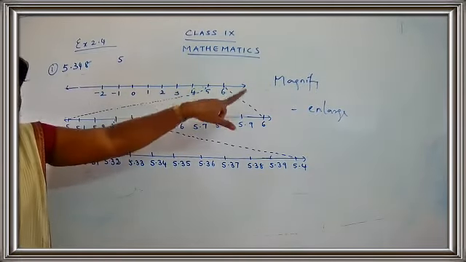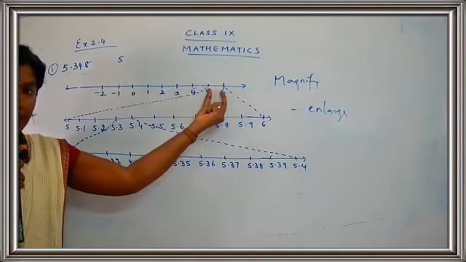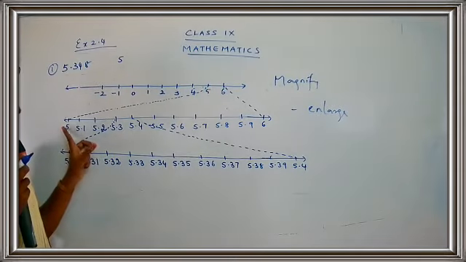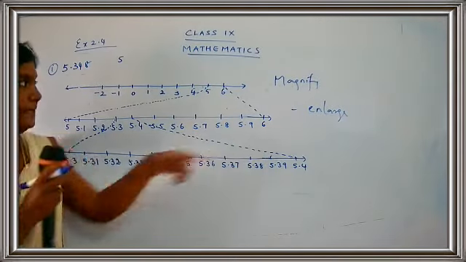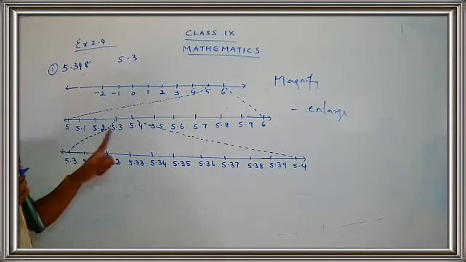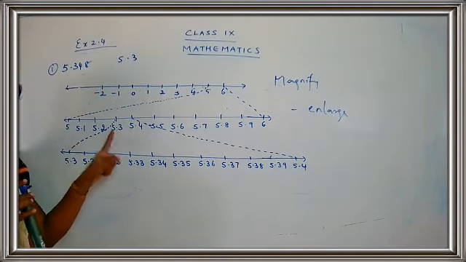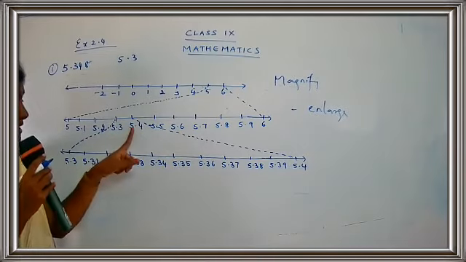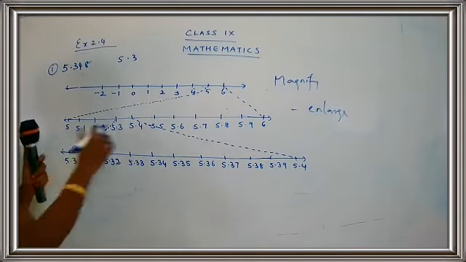What is the next number? 6. So you have to magnify 5 and 6. Done. So I magnified 5 and 6. The next number is 3. So just take 3. So where is 5.3? Here. So I have to take 5.3 and I have to take the next number. What is the next number? 5.4. Okay, done. This work is done.